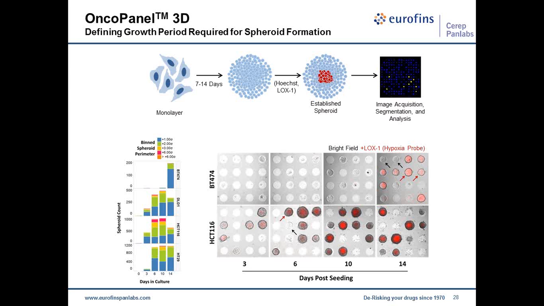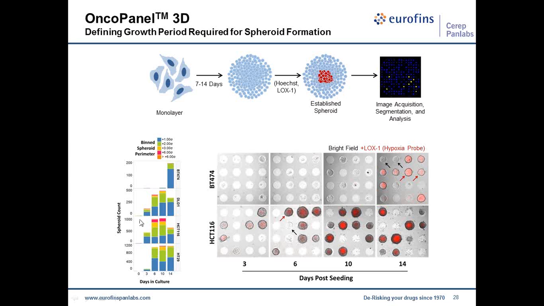So what we wanted to do initially, you can imagine that the validation of 240 cell lines is not a trivial task, but we had to come up with some method to determine, in a cell line by cell line way, what is the growth period that's required to establish these spheroids before drug treatment. And again, spheroids or aggregates are defined by the presence of hypoxia in the center. So what we did is we grew each cell line for a period of up to 2 weeks. We stained with our 2 live cell dyes, and then we imaged to understand when spheroid formation occurred.